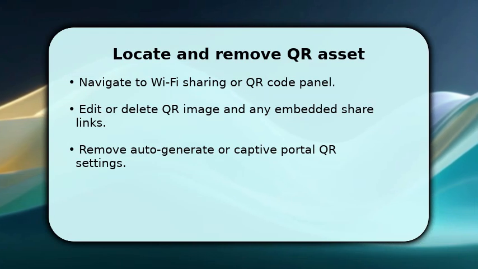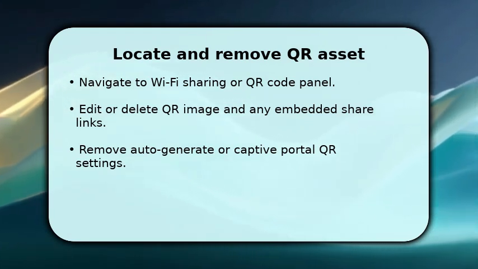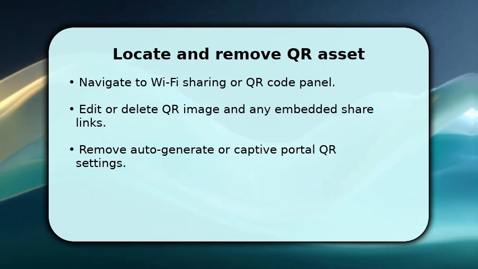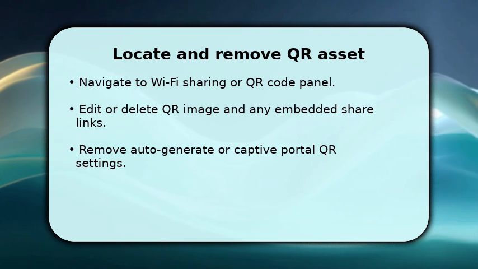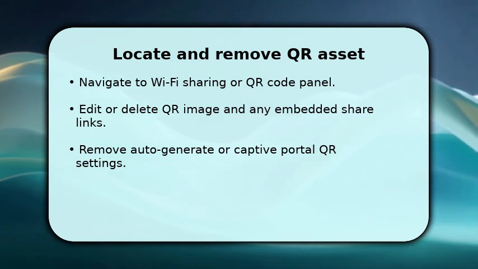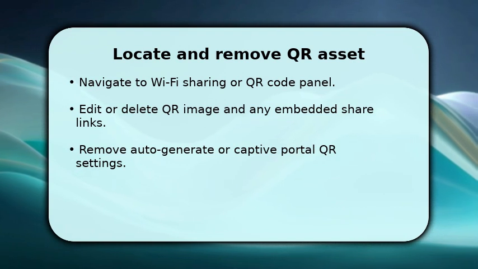You will now find the Wi-Fi sharing or QR code section in the admin interface. Manufacturers place it under Network, Sharing, or Guest Access. Once located, edit the QR asset. Either delete the generated image or clear the embedded network share link so the globe stops displaying it.